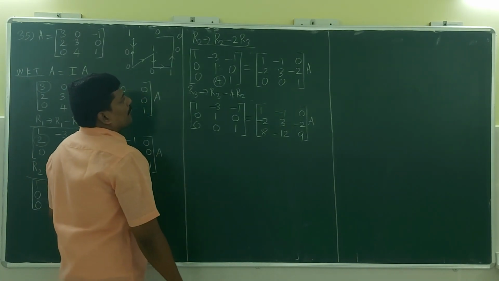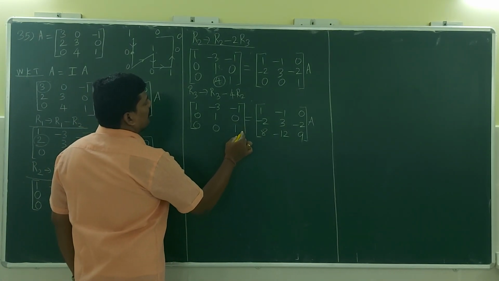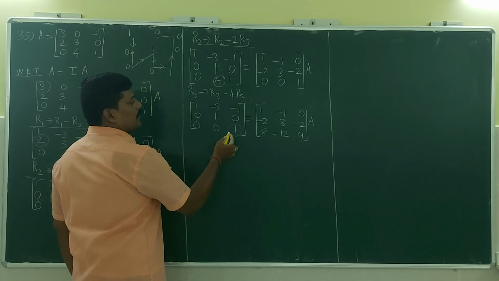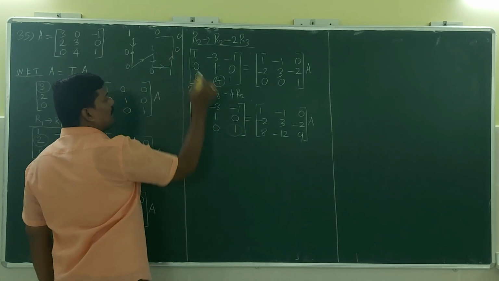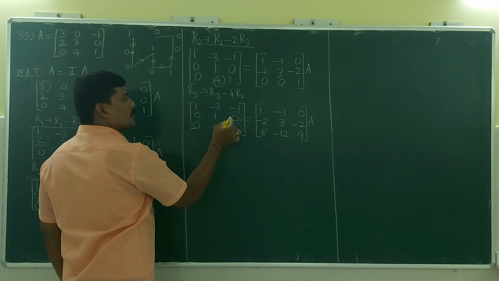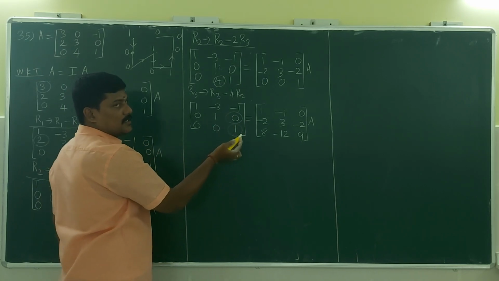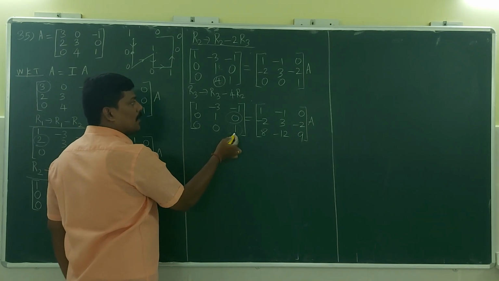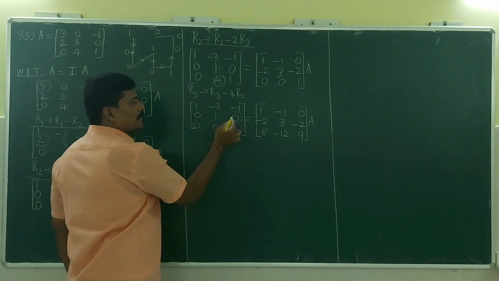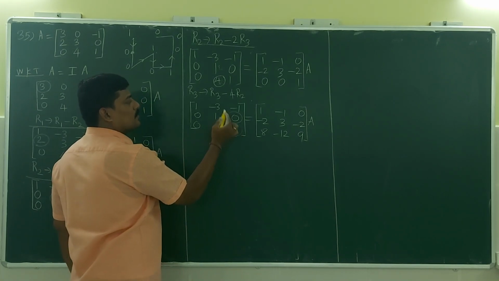Now, according to the pattern, this element should be 1. It is already 1, so we have saved ourselves. This element should be 0. It is already 0, so we have saved one more step. Understood? This element should be 1. It is already 1, so we have saved one step. This element should be 0. It is already 0, so leave it.